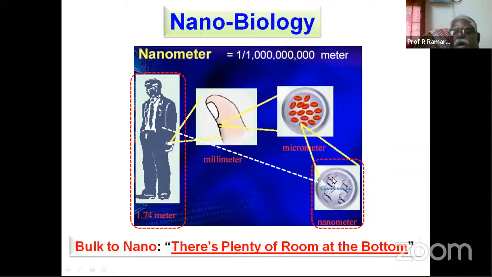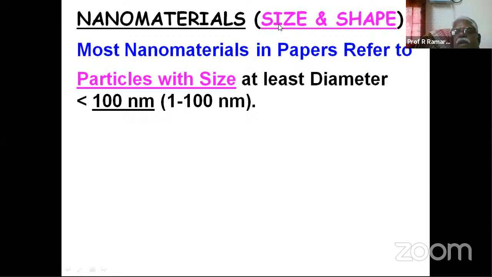Now, analyzing the DNA, one can design medicines at that level, or genetically engineer the DNA itself. So when we say nanomaterial, both size and shape play a role, not only the nano size of the material but also the shape.